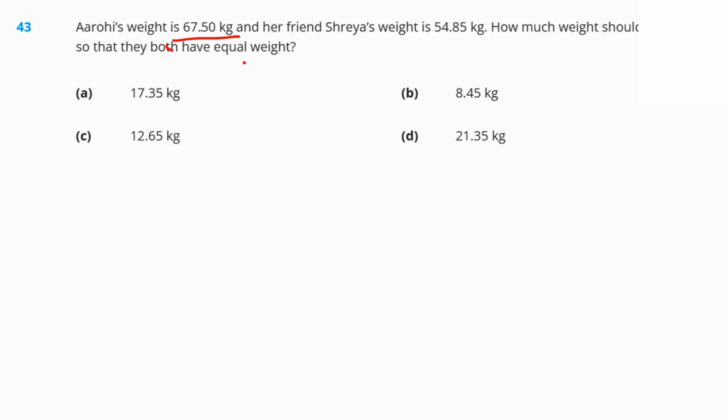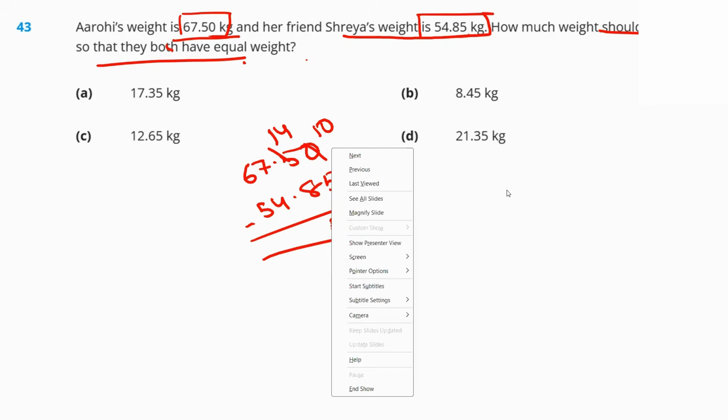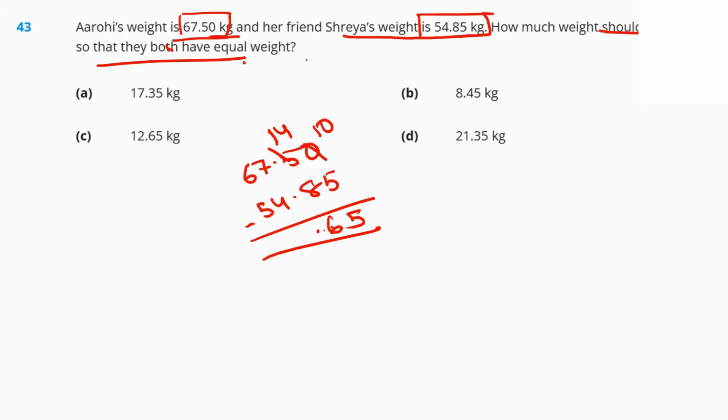Next question says, Arohi's weight is given to be 67.50 kgs. Her friend Shreya's weight is 54.85 kgs. How much weight should Arohi lose so that both weigh equal? We just need to find the excess weight by subtracting. So that becomes 10 minus 5, 5. 5 will become 14. 14 minus 8 is 6 over here. If we see 0.65 only in option C, we will continue anyhow further. 7 will become 6 since we borrowed. 6 minus 4 is 2. 6 minus 5, 1. 12.65 kg. That's the answer.